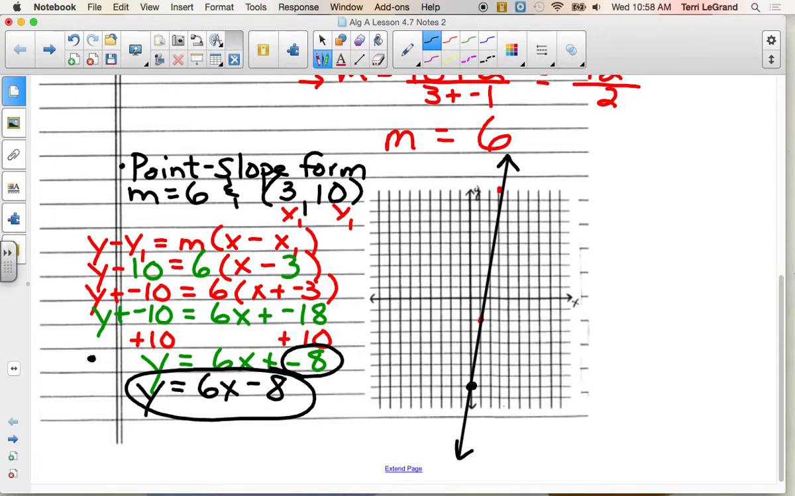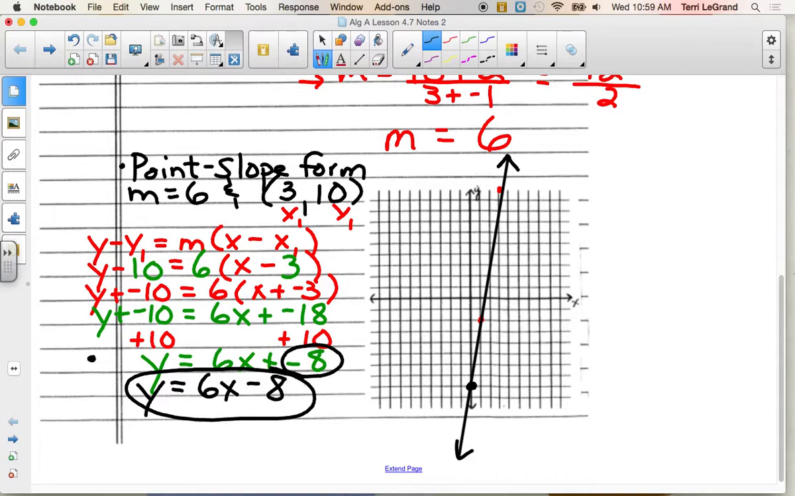I'm liking mine. How about you? So we can look and see if our line matches our equation. And it does, doesn't it? It's rising from left to right, like it should because we got a positive slope. It's crossing the y-axis at -8. Feeling pretty good about this.